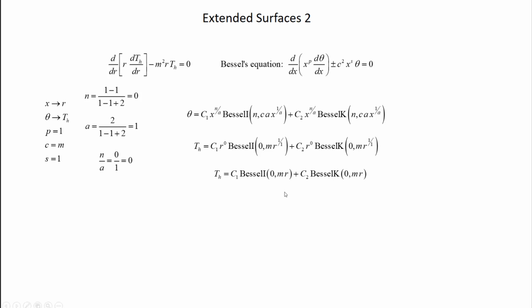So sometimes in books, you'll see this called I0 and K0. If this were the first order, you could maybe see it called I1 and K1. But that's all they are. And any software will have these programmed into it, Excel or MATLAB or Maple or whatever.